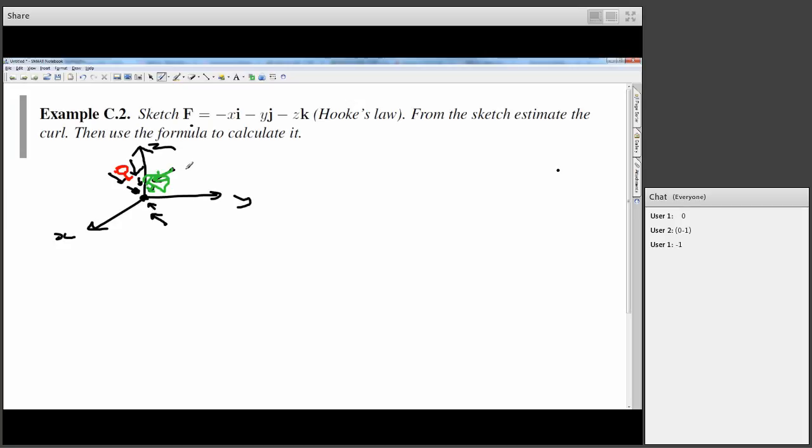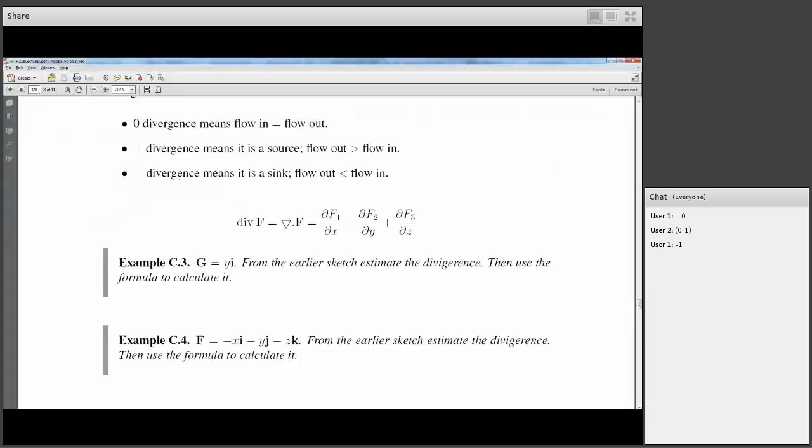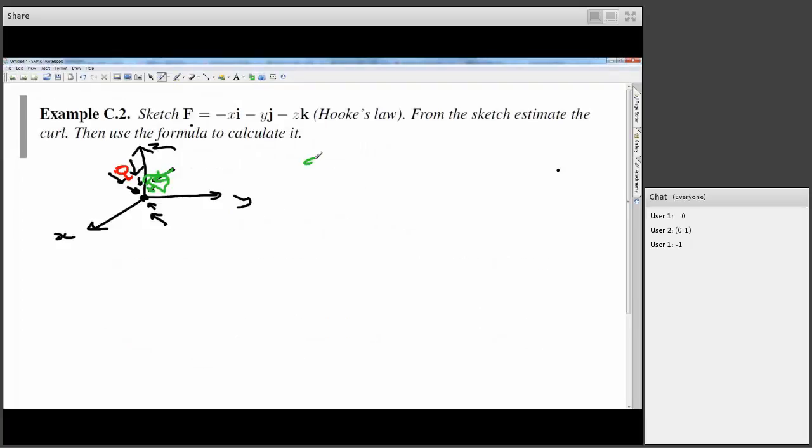And so there's a net flow in. So if you look at my thing, there's more flowing in than out, so out is less than in, so therefore we expect the divergence to be negative.